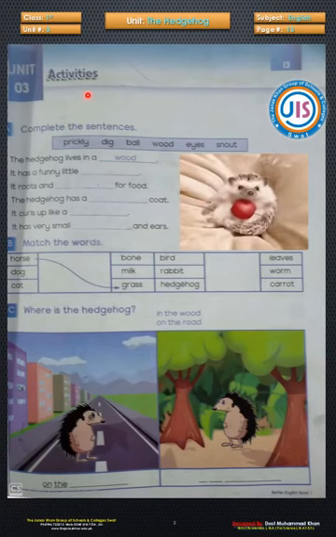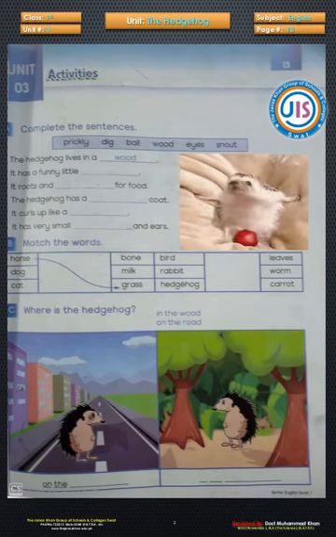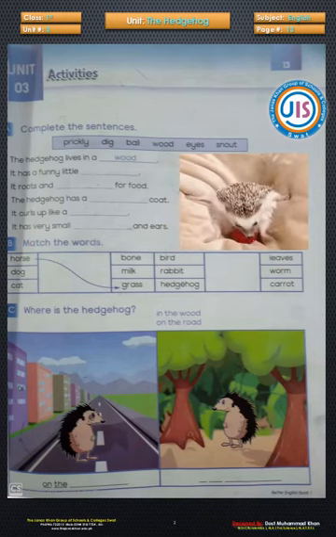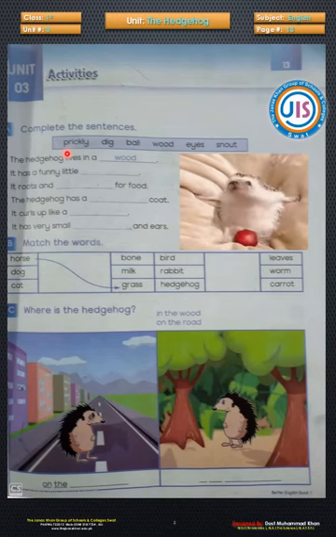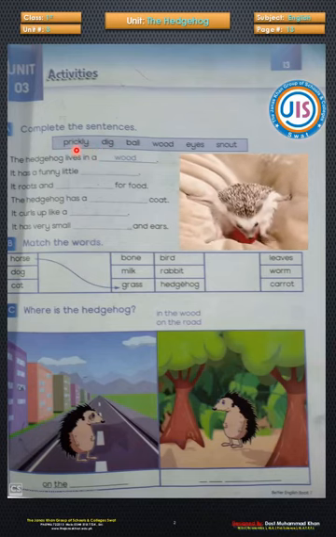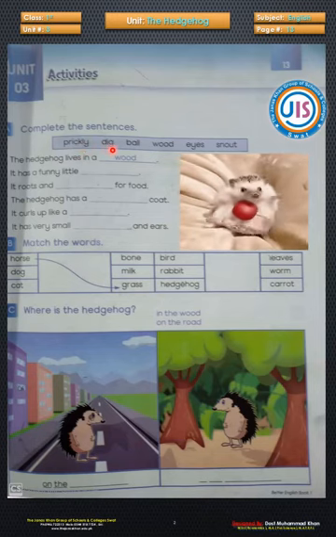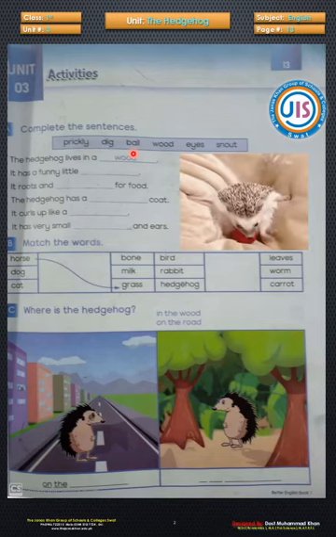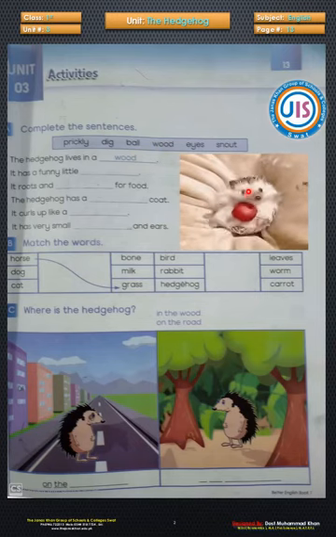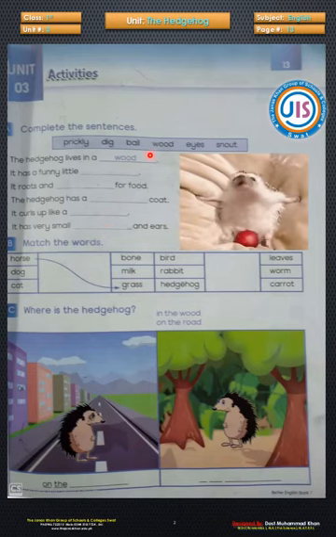These are some activities: activity A, activity B, and activity C. The first activity is complete the sentences. Some words are given: prickly, dig. Prickly ka matlab kya hai? Haan, aapko pata hai, nukdar. And dig ka matlab kya hai? Khodna, kanastal. Ball, you know. Wood means jungle. Eyes, you know. Snout. Okay, so complete these sentences with the use of these words.